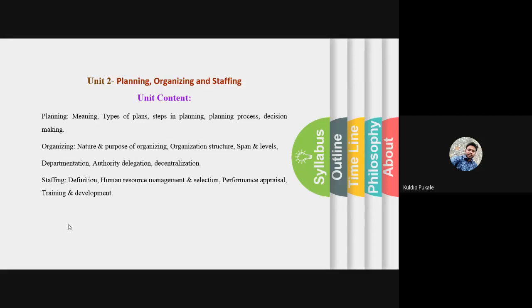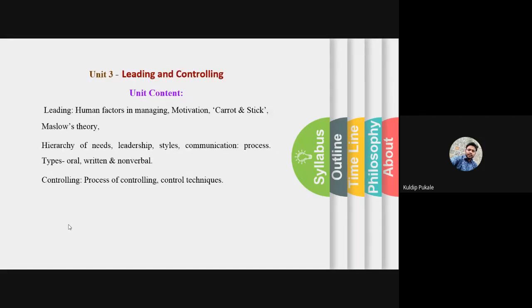In the second chapter, we are going to study in detail planning, organizing, and staffing. In the third chapter, leading and controlling. How the leading and controlling process is done. In that chapter, we will see the human factors in management, motivation theories, Maslow's theory, and the hierarchy of the management system. We will see in detail in this chapter.